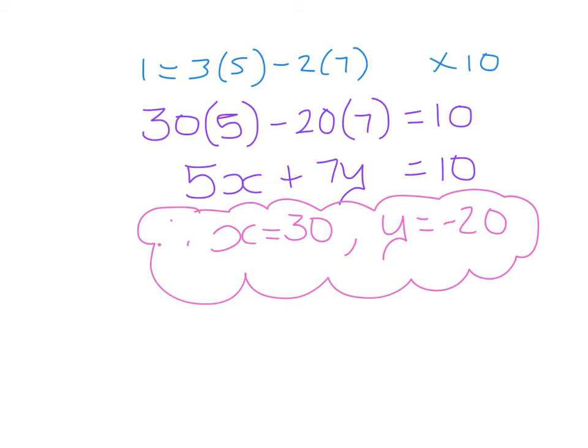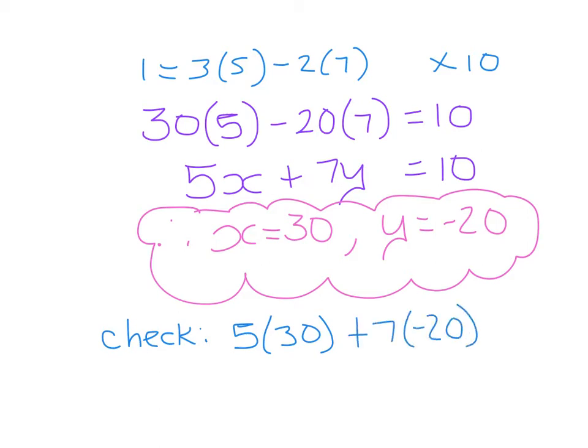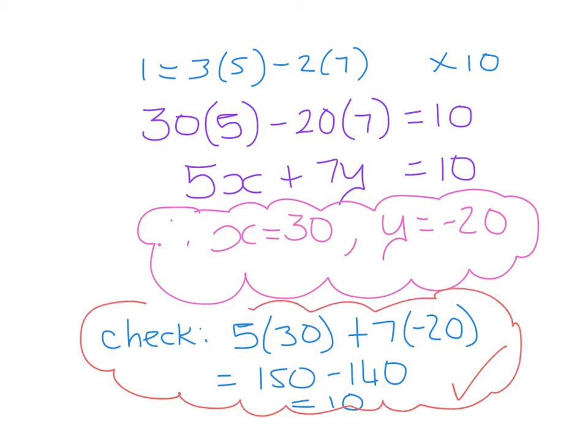Remember, as always, in this case we can do a check, which I'm going to do just now. So 5 times 30 plus 7 times negative 20 is 150 minus 140, which is in fact 10. So I'm happy that we've got the correct set of solutions. Now there are more solutions, and what we're going to do is just find one more, and then I'm going to go through the principle of how this is true, and you can see that we could find multiple sets of additional solutions.